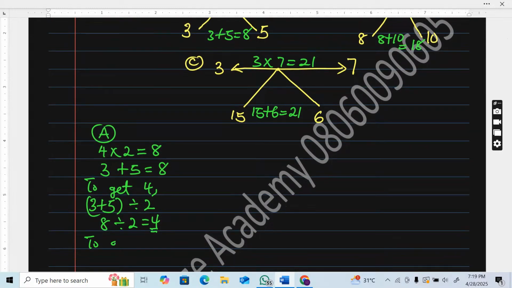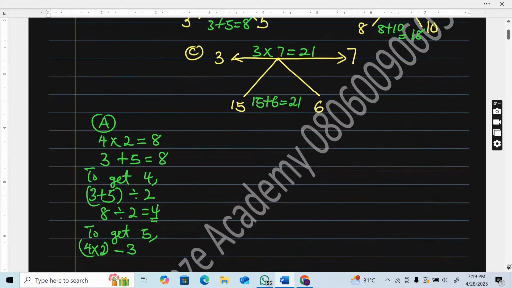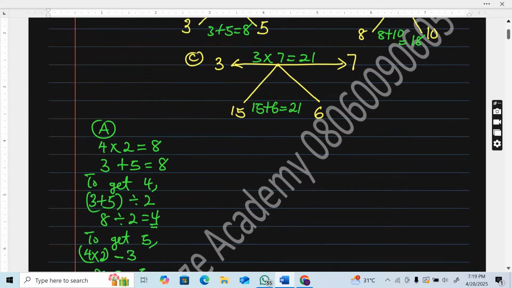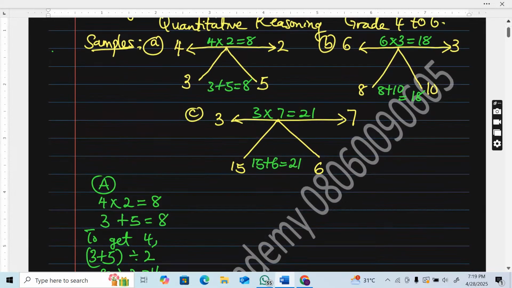To get 5, we're going to multiply 4 by 2, then we subtract 3. Okay, so 4 times 2 is 8. Then 8 minus 3 will give us 5. So you can see now that we have been able to get 5. Don't worry, I'll give you just 2 minutes to write.